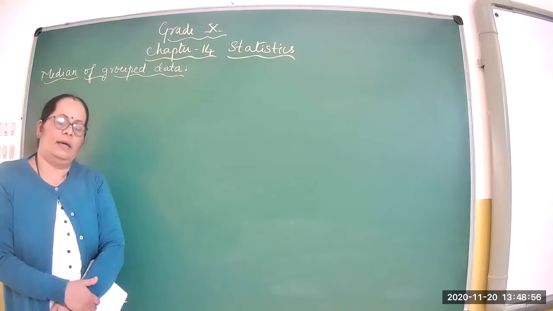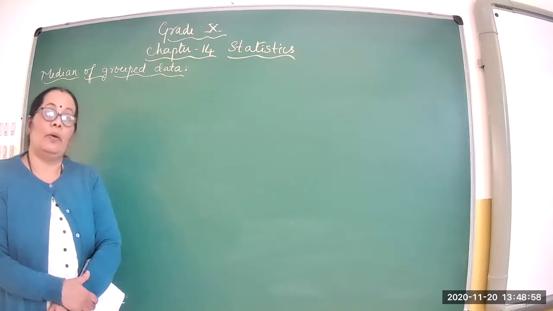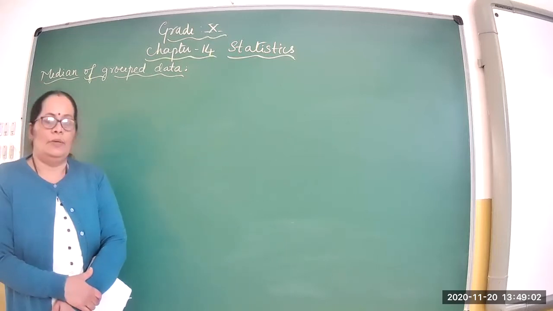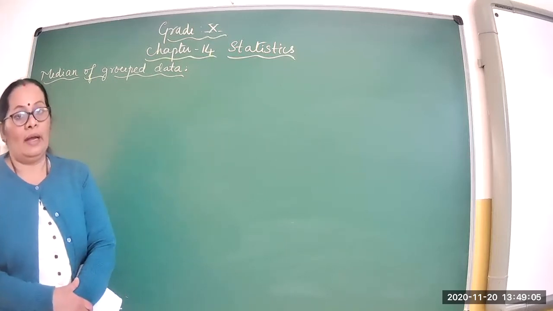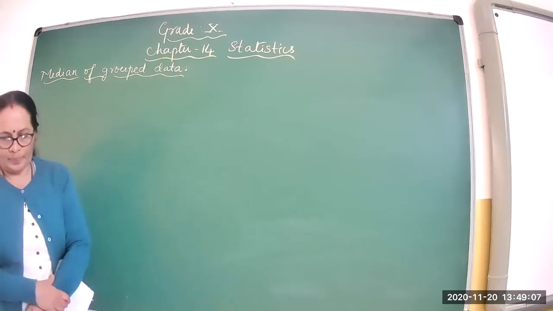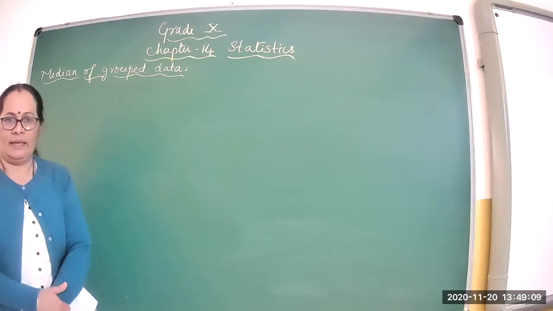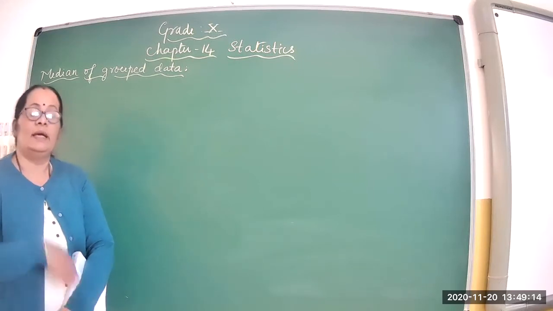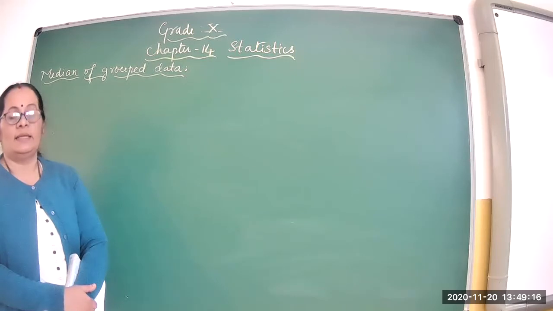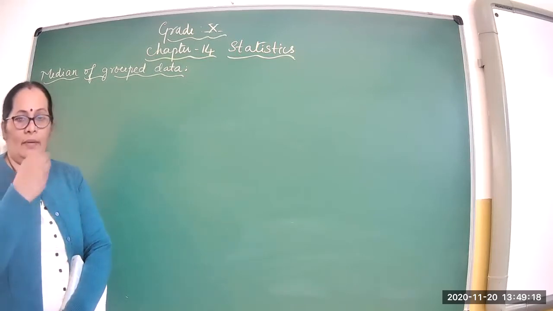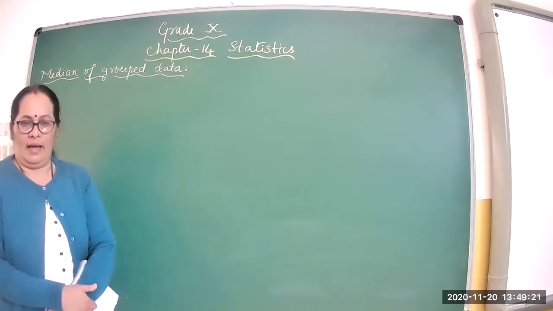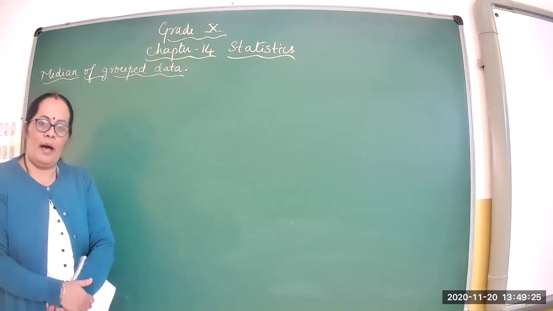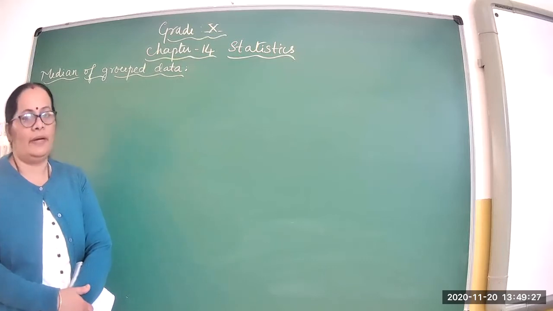Why are we finding n by 2? To locate the median class. Using n by 2, we can locate the median class. After locating the median class, we have to note down the lower limit of the median class, the frequency of the median class, and the cumulative frequency of the preceding class. So all these steps are very important to find the median of grouped data.